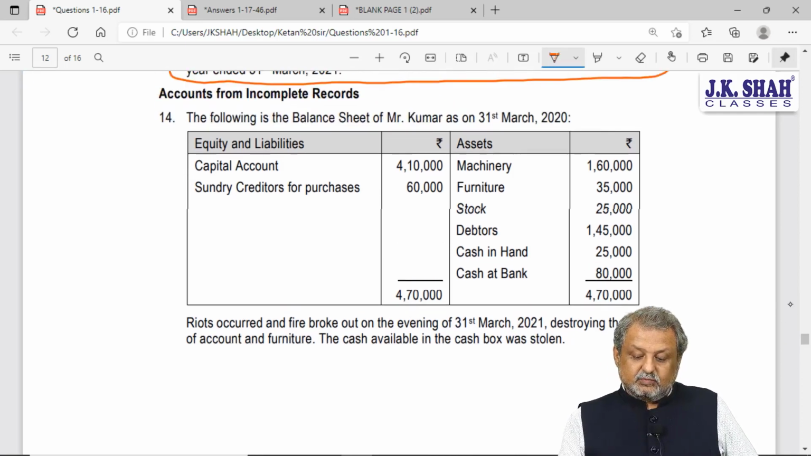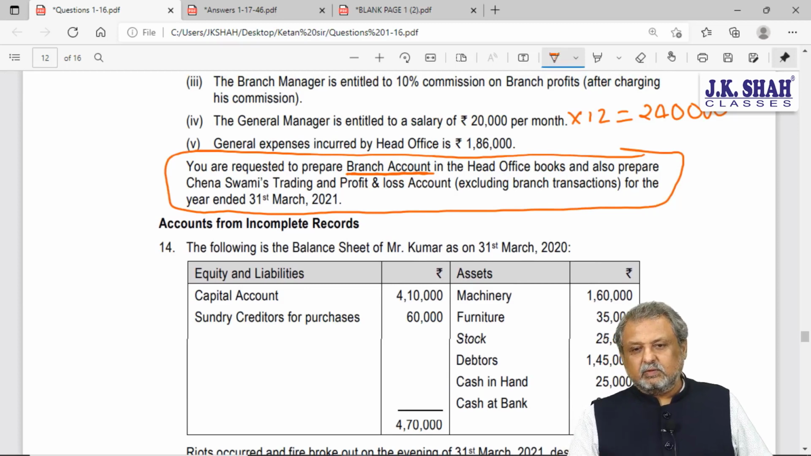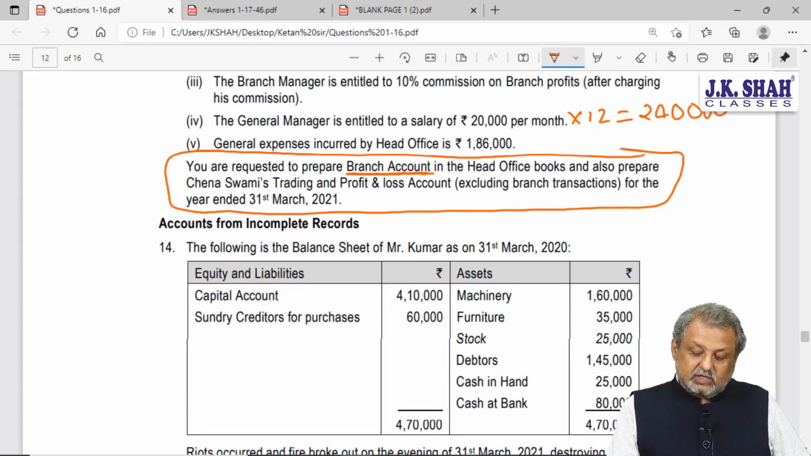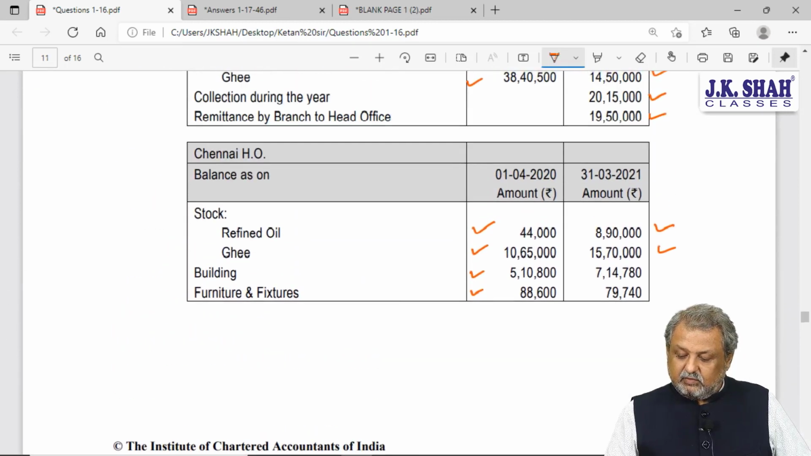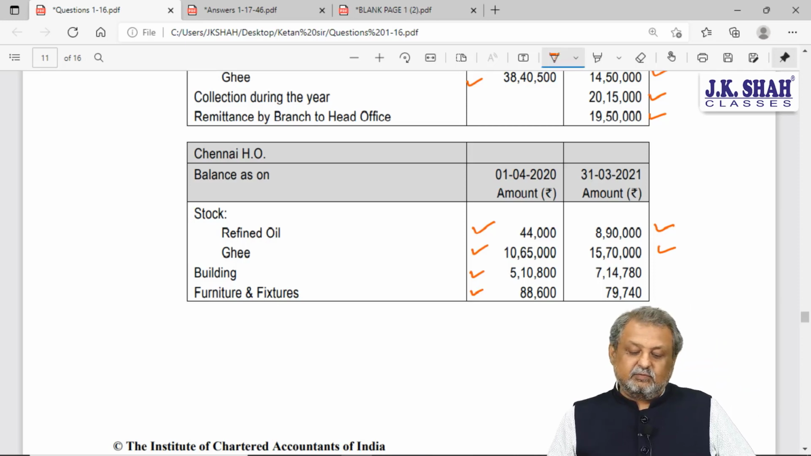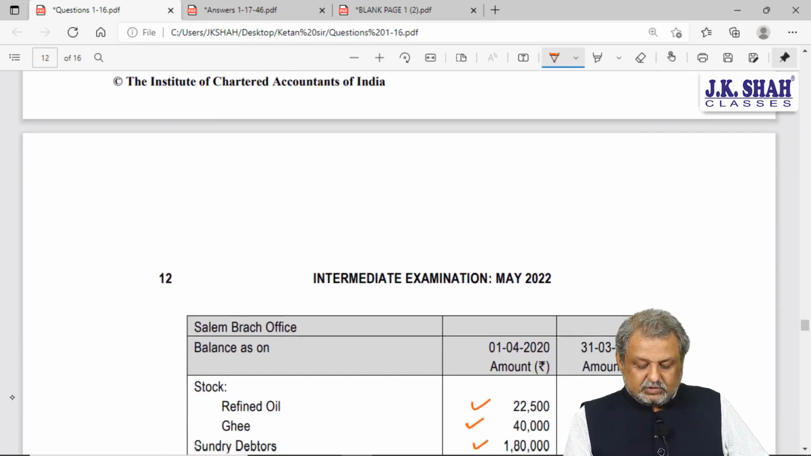So that was with regard to branch account. A very simple problem, straightforward, not much calculation involved, but the question is made in such a way that at first look people will think, what is this? How to do it? I've never seen it in my life before. So new presentation, but a simple question.